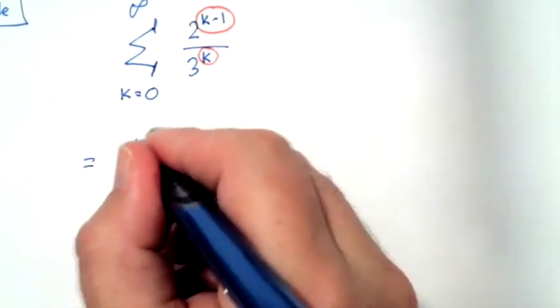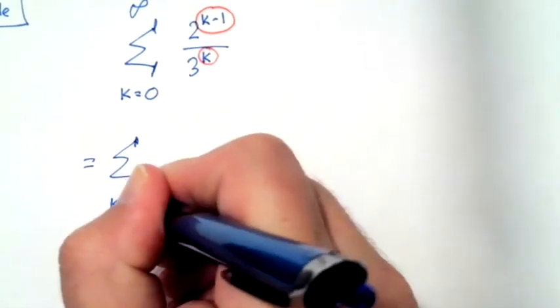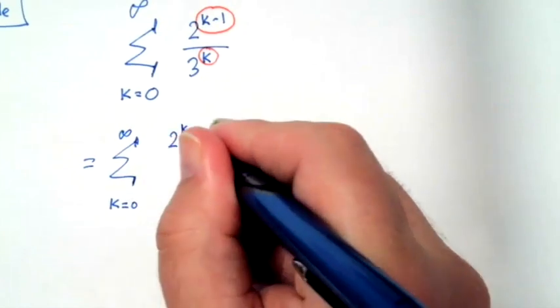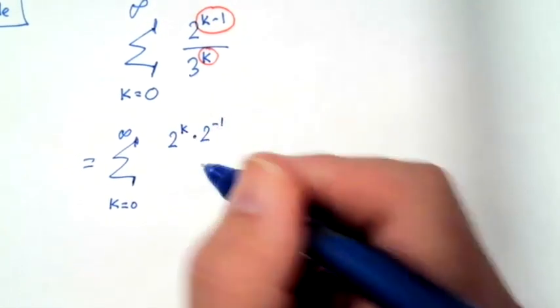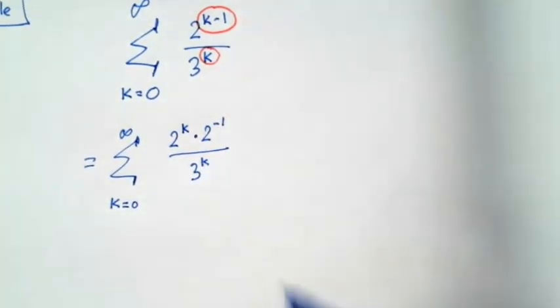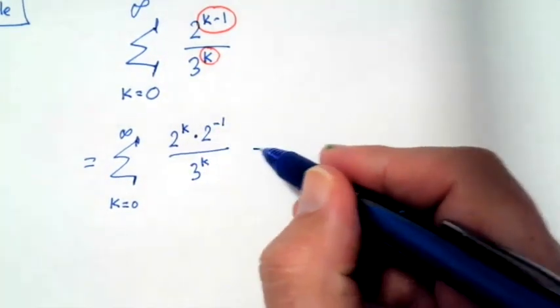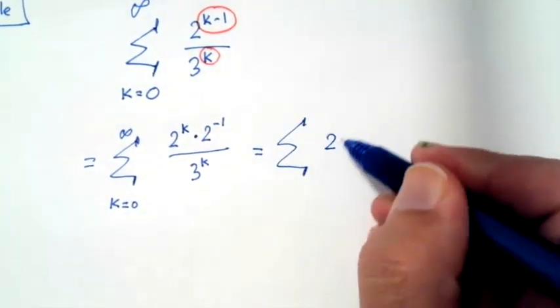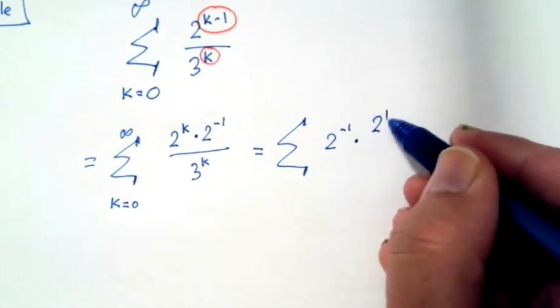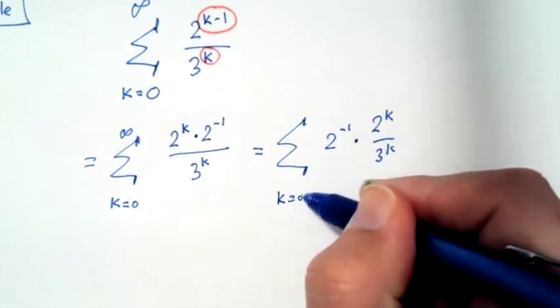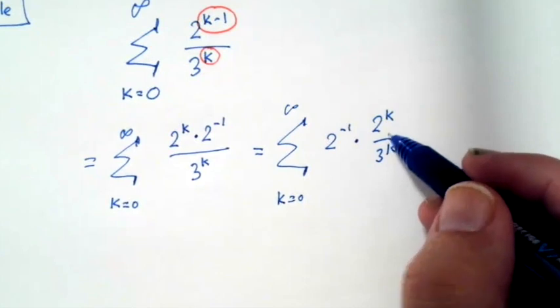So we could rewrite this as the sum from k equals 0 to infinity of 2 to the k times 2 to the negative 1 all over 3 to the k. And now we can pull this 2 to the negative 1 out so that it's not part of the expressions involving k, because it doesn't need to be. And what's the next thing we could do? Well, look at this 2 to the k over 3 to the k.